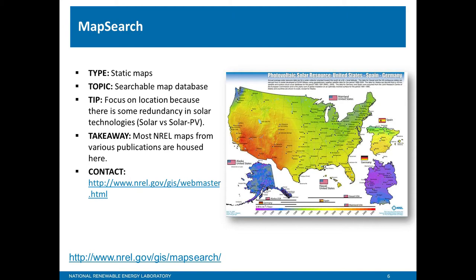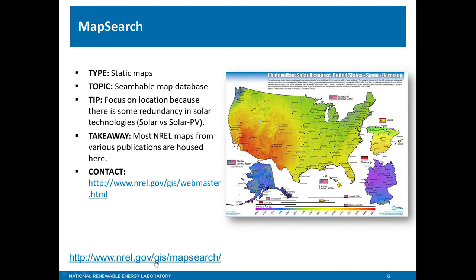There are currently, I think, 1,200 maps throughout map search, and these are static maps created for a specific location and technology, which are housed within a searchable database. The value of this tool is that you can easily find specific map types by filtering by technology, and that includes biomass, geothermal, hydrogen, and then, of course, wind and solar. You can also filter by country or continent, by U.S. state, and even by the year the map was created.